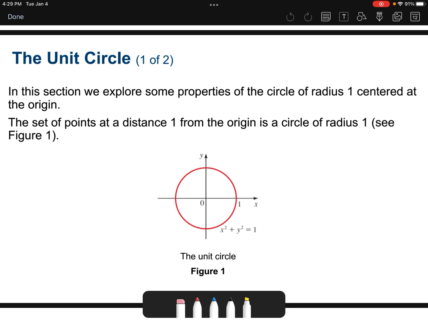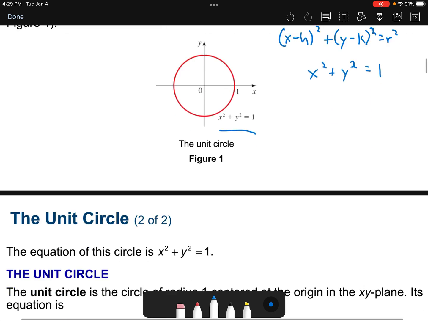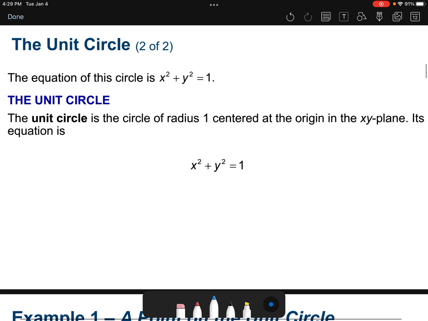So if you remember from first semester, our equation for circles was (x minus h) quantity squared, plus (y minus k) quantity squared, equaled r squared. And now we know that h and k are 0, 0. So x squared plus y squared equals 1 because our radius is 1. So that's what we call the unit circle. Well, why is this important?